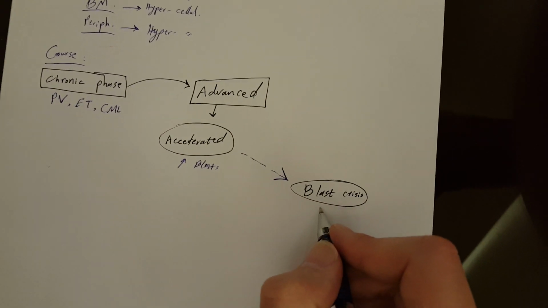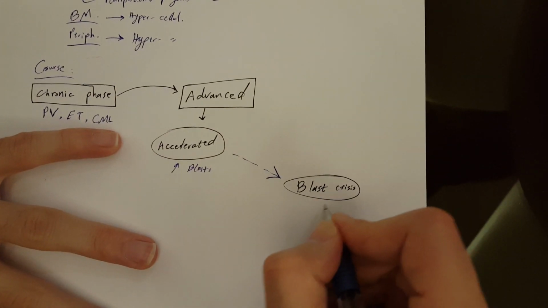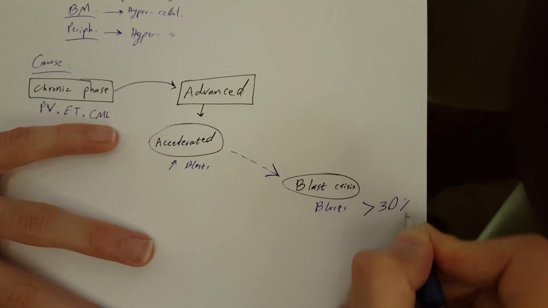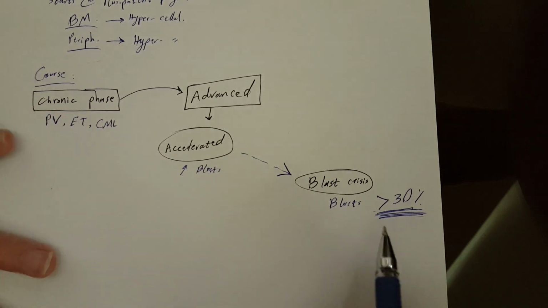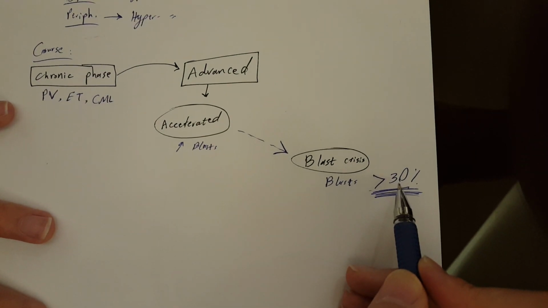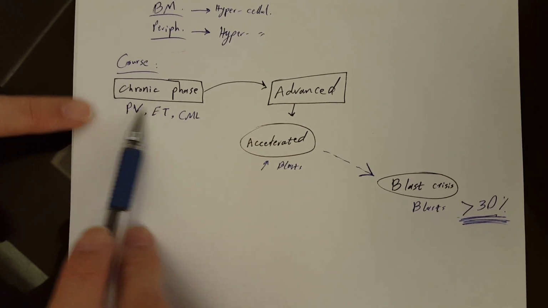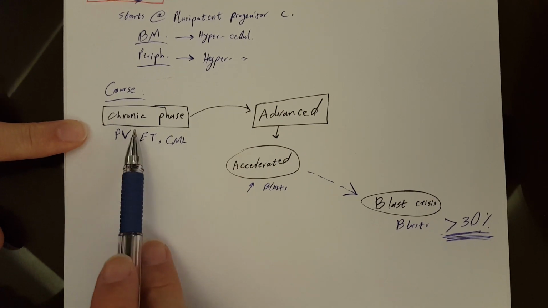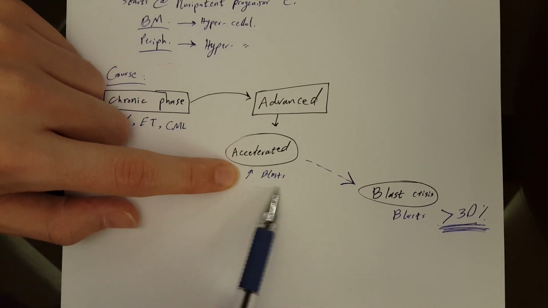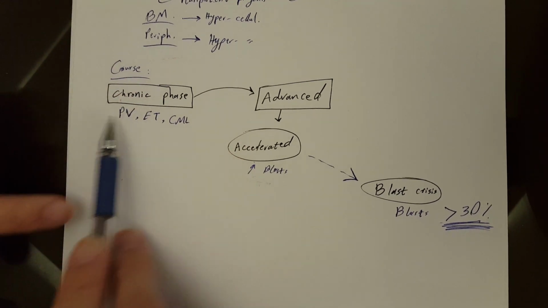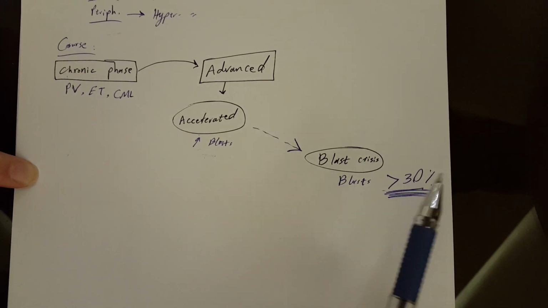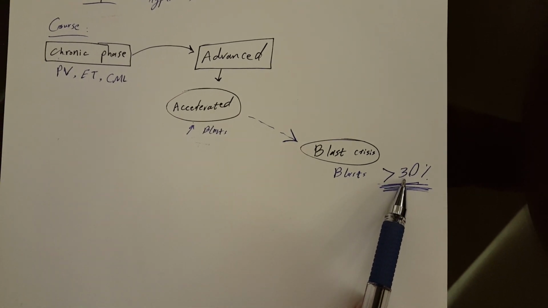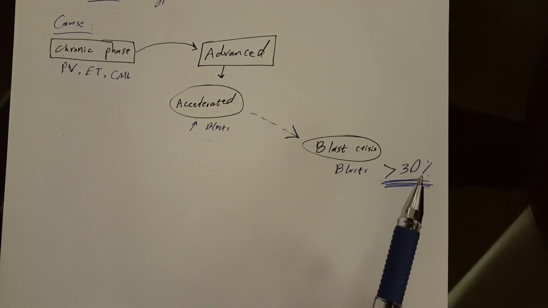In the blast crisis, what differentiates it from this one is when the blasts become over 30%. See how much? Now, when we talked about AML, we said the blasts are over 20, okay? But this one, because they have been accumulating more and more, maybe they were 15% blasts in the chronic phase, and then here they became 15%, so it's still not acute, but over time, they accumulate so much that they reach 30% blasts. That's way too much, man. Way too much. Okay?